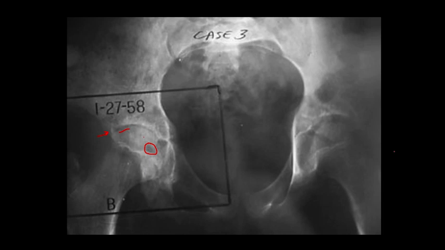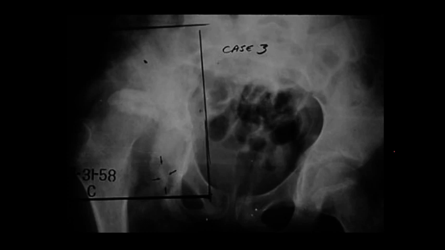Whether this patient was actually getting treated or not, maybe this bug was resistant, or maybe they couldn't afford it. So this is why we're seeing these changes. And then unfortunately, it didn't get treated. So about 2 months after that previous image, we can see where the acetabulum is now just gone.